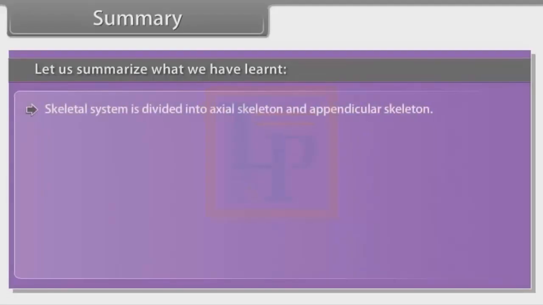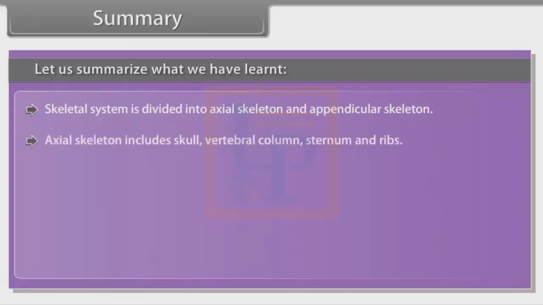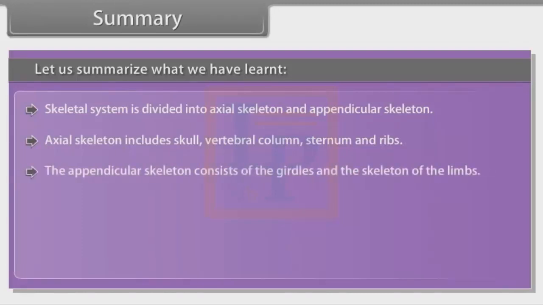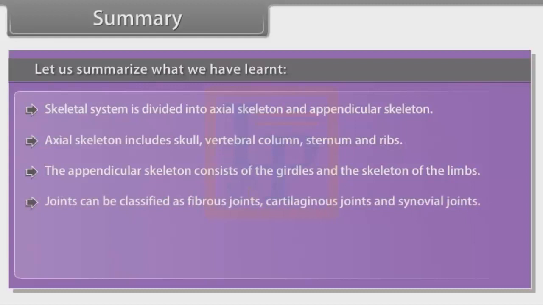The skeletal system is divided into axial skeleton and appendicular skeleton. Axial skeleton includes skull, vertebral column, sternum and ribs. The appendicular skeleton consists of the girdles and the skeleton of the limbs. Joints can be classified as fibrous joints, cartilaginous joints and synovial joints.